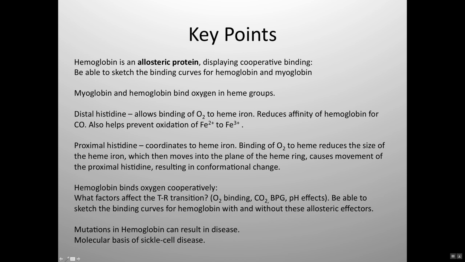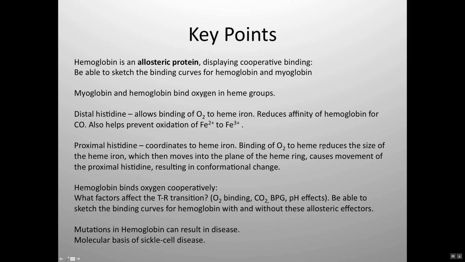So the key points you need to take away from this lecture: hemoglobin is an allosteric protein. It displays cooperative binding. And you should be able to sketch the binding curves for hemoglobin and for myoglobin under different conditions. Myoglobin and hemoglobin bind oxygen at heme groups. You need to know about the distal histidine, which allows binding of oxygen to the heme iron, and also reduces the affinity of hemoglobin for carbon monoxide, and also helps to prevent oxidation of that heme iron from Fe2+ to Fe3+. The proximal histidine coordinates to the heme iron.